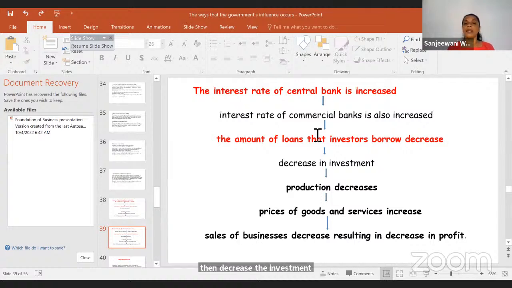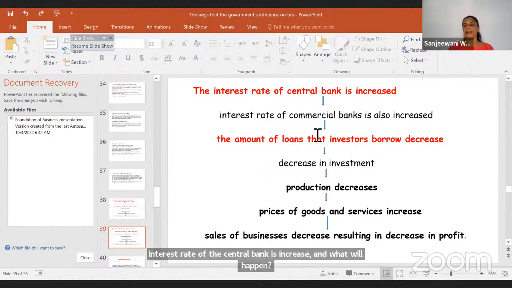Then what will happen? The price of goods and services increases. Then sales of goods also decrease. Then what will happen? Then profit decreases. That's the opposite of it. So separately you need to know what will happen when the interest rate of the central bank is increased, and what will happen when the interest rate of the central bank decreases. All right.